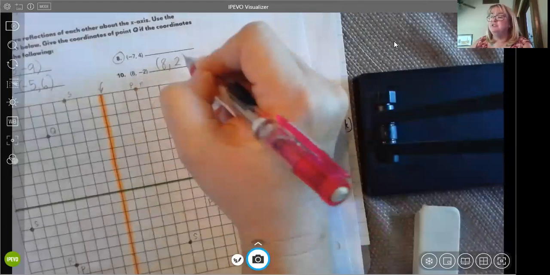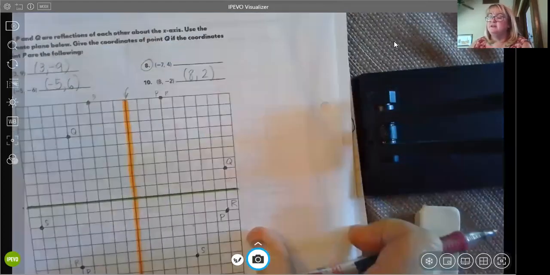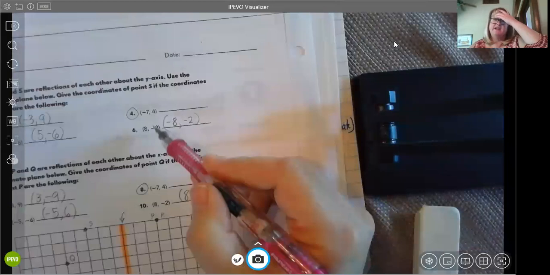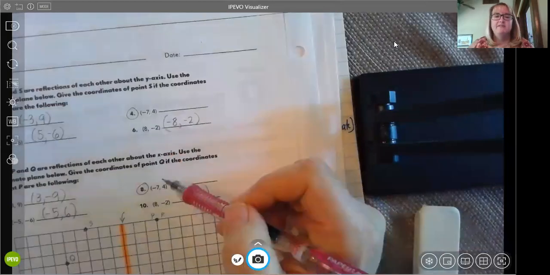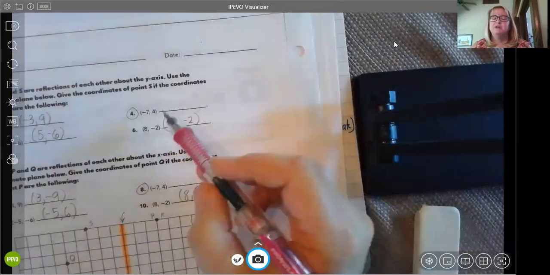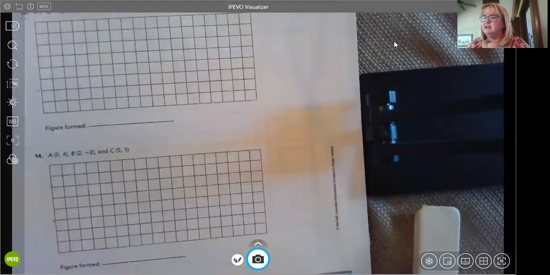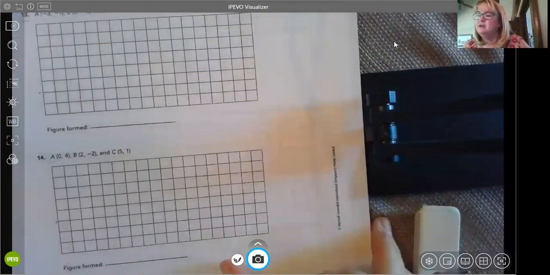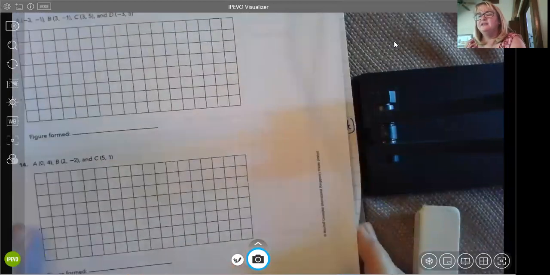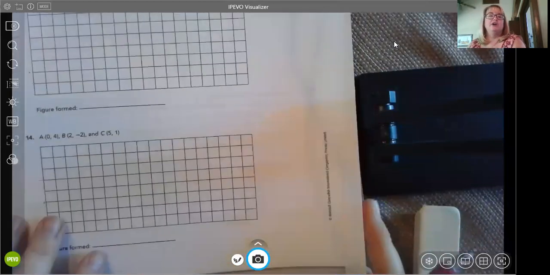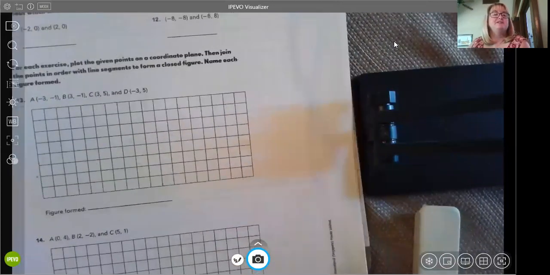All right, I want you to try that last point. It's the same one, negative 7 and 4. Go ahead and graph it and then tell what is the reflection across the y-axis and what is the reflection across the x-axis. All right, that's 10, 11. Now this one, 11 and 12, I want you to try on your own. Let's look at 13. I'm going to get you started on 13. These are a little bit different.